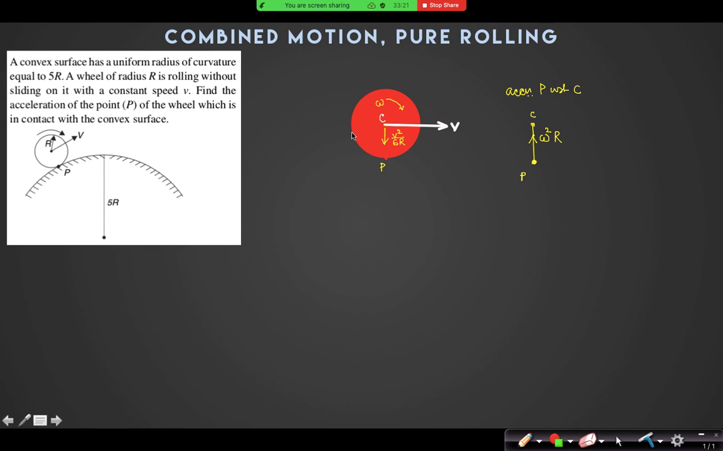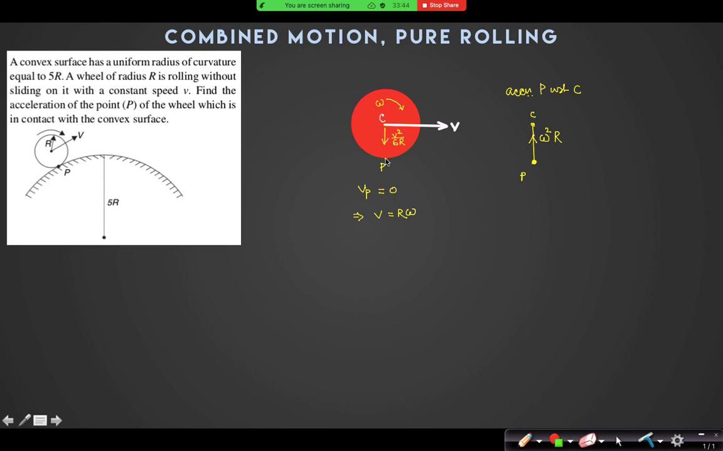Omega is the angular velocity with which the disk is rotating. It's V by R, no. It's V by r. As the point P has to be at rest, velocity of this point P has to be at rest. So that means V equal to r omega. That should always happen.